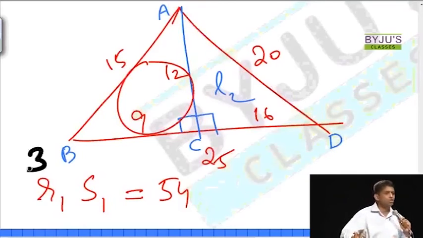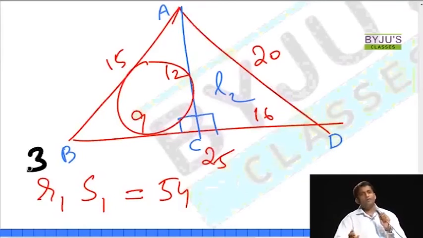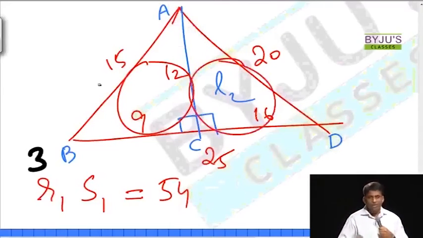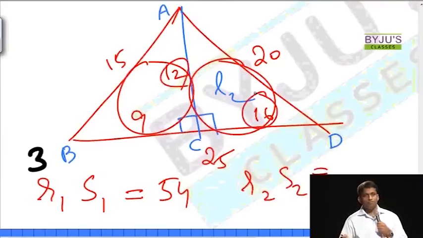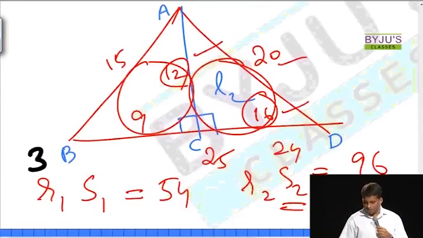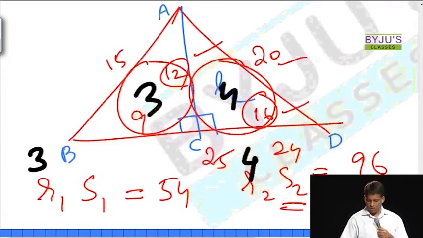Time consuming, but it's not difficult anyway. Because you know that it's a length based question, you know that it's about equating areas, the same area in different ways. So how do you find R2? You have an incircle over there also. R2 into S2 equals the area. What is the area? Half into 12 into 16, which is 96. What is S2? The semi-perimeter, so 20 plus 16 plus 12, that is 48 by 2, which is 24. So R2 is 4. So the answer is 3 plus 4 equal to 7.